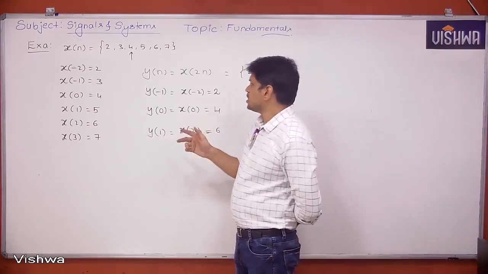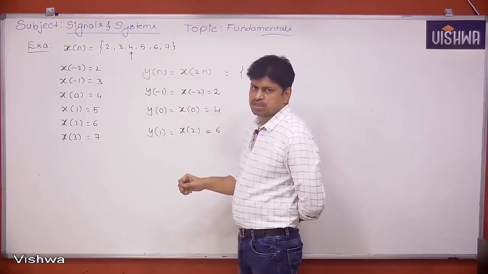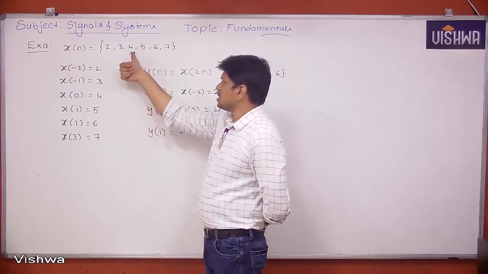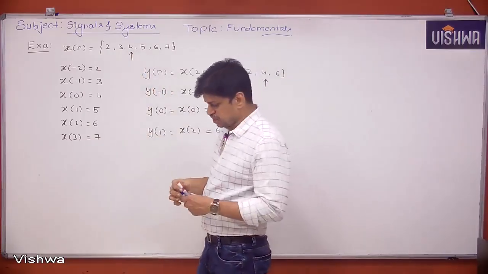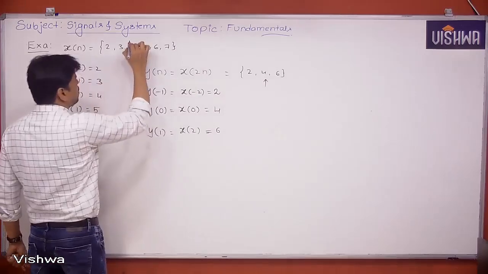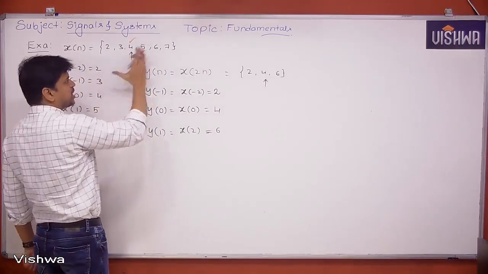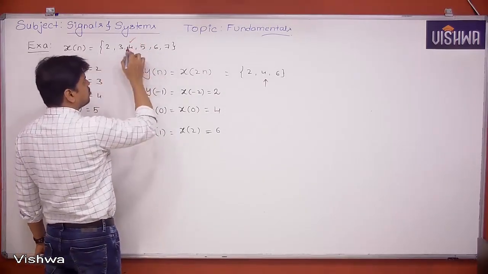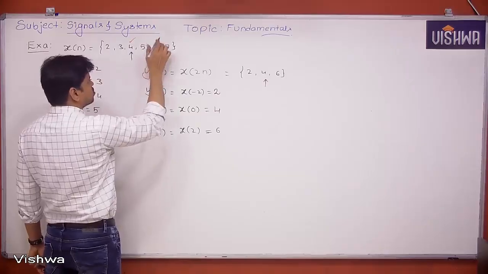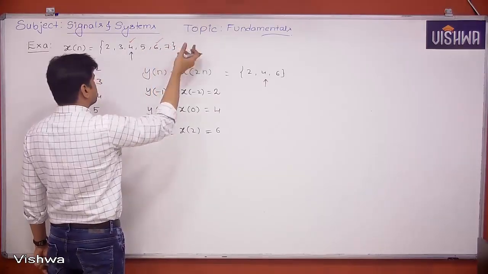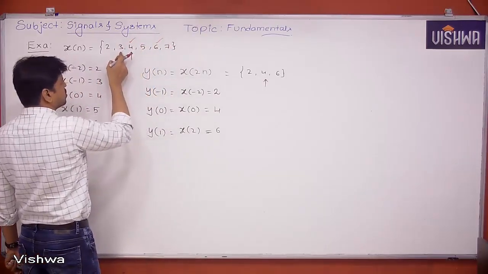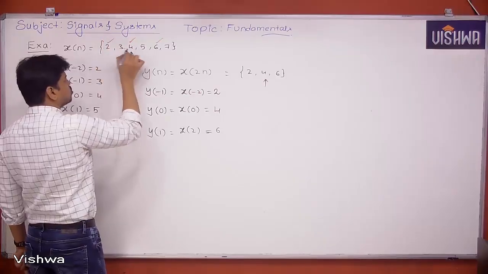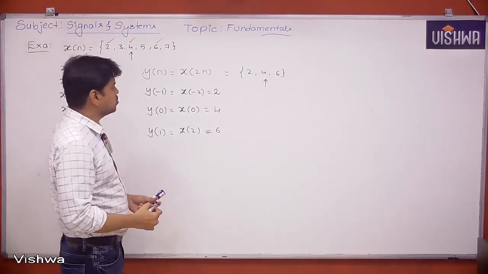To do the decimation x of 2n, keep the 0th position as it is, and pick every second sample in the right side and left side direction. Pick every second sample means 1, 2. Next, 1, no, nothing is there. Next, in the left side direction, 1, 2, yes. So 2, 4, 6. This is what x of 2n is.